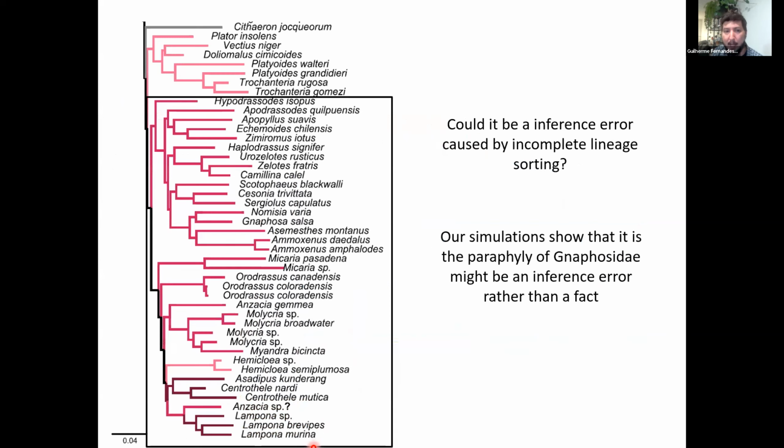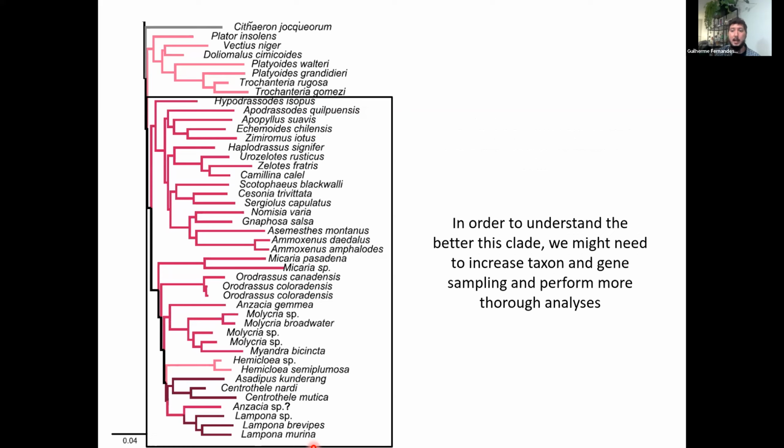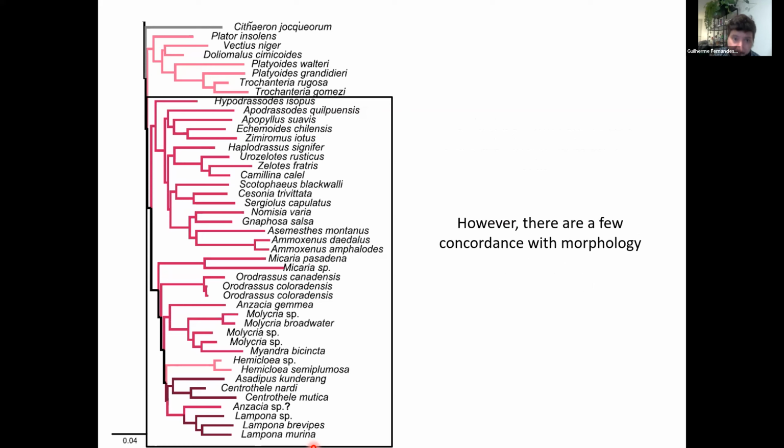And we did the same test, and we found that there is a chance that the amount of incomplete lineage sorting is confusing our inference in this part of the tree. So we cannot trust that much in the relationship that we're seeing here. In order to understand that, we need increased taxon sampling and gene sampling to perform a thorough analysis. And that's an ongoing project that we're trying to do, to expand this analysis to include more Gnaphosids and Lamponids.